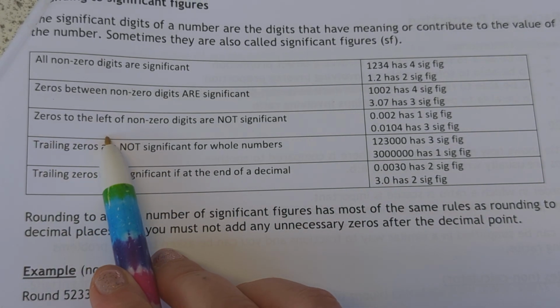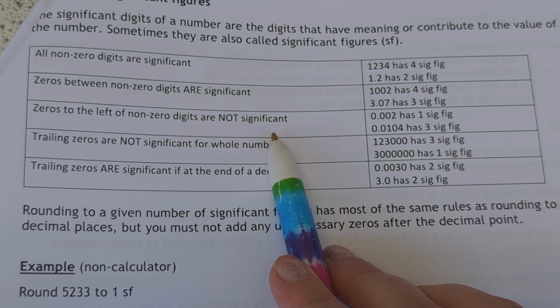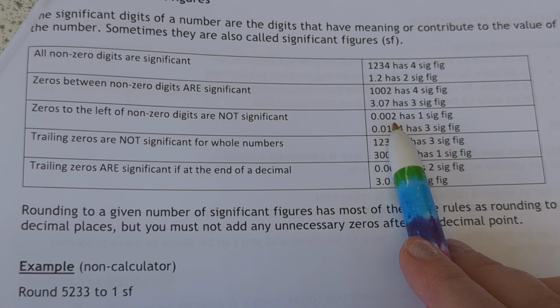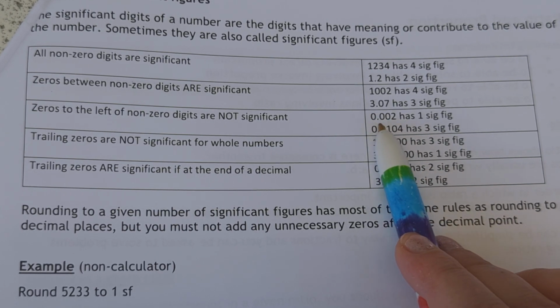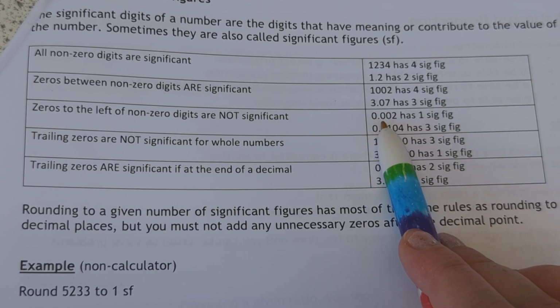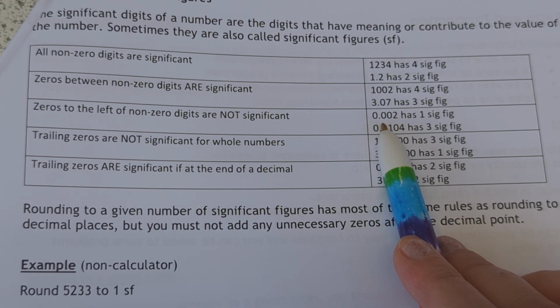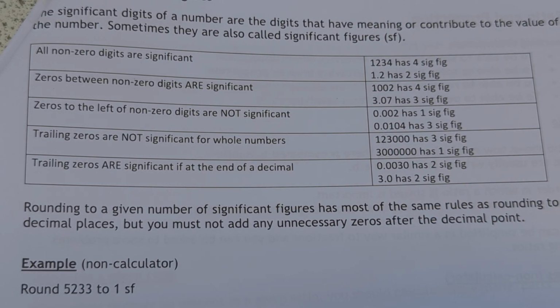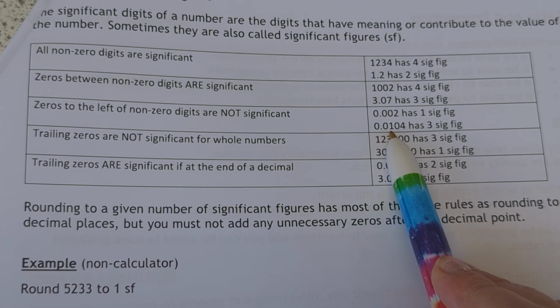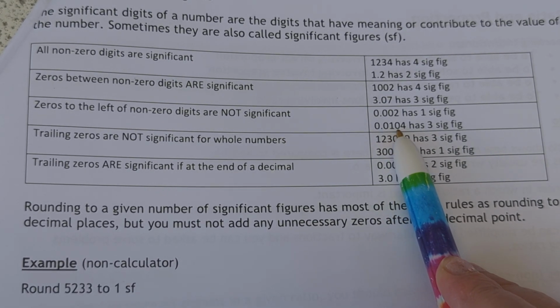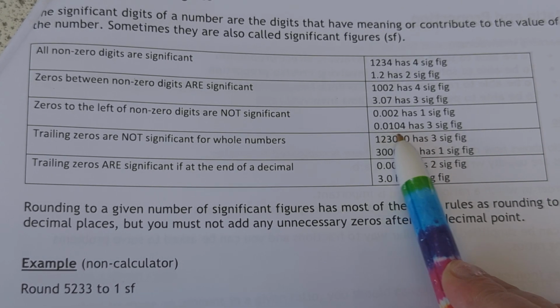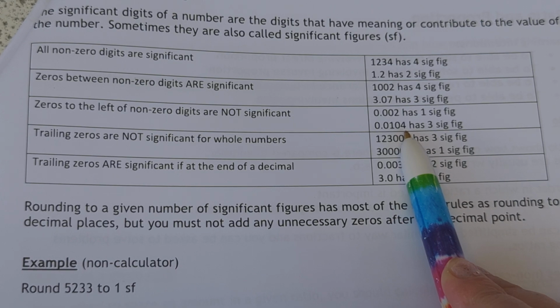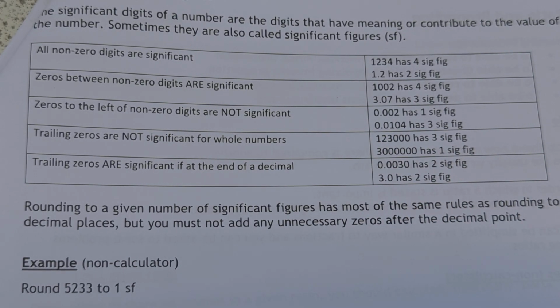Now, zeros to the left of non-zero numbers are not significant. So for example, if we had 0.002, these zeros are not sandwiched between non-zero numbers. They're just to the left of a non-zero number. These are not significant. So this number just has 1 significant figure. The 2 is the only significant figure here. This one, 0.0104, well, these 2 zeros are not significant because they're to the left. However, this is significant because it's a non-zero number. This 0 is significant because it's in between 2 significant figures. And this is significant as well. So this number has 3 significant figures.